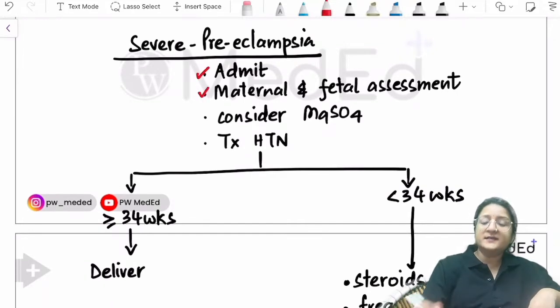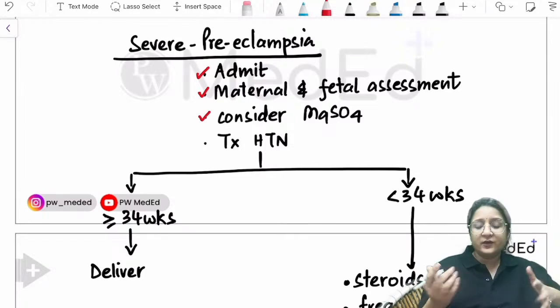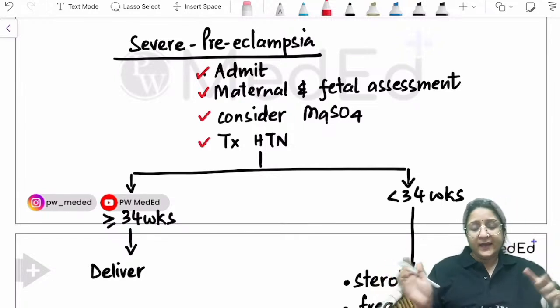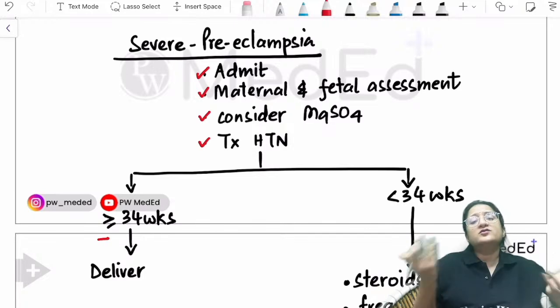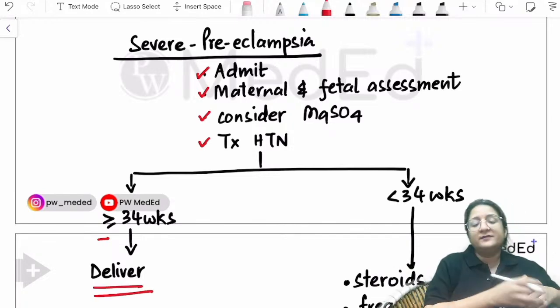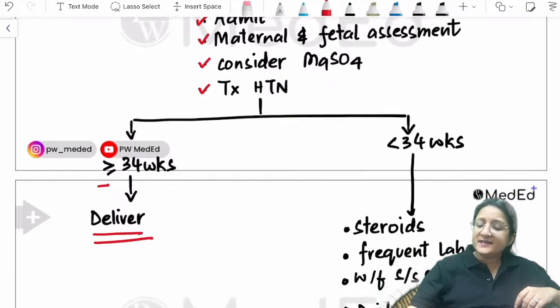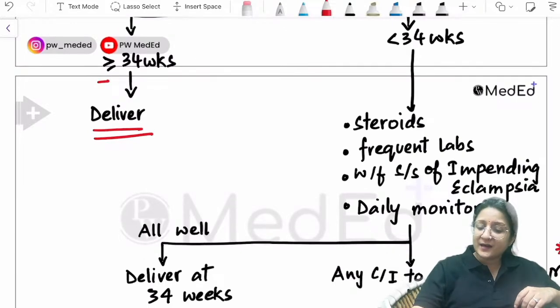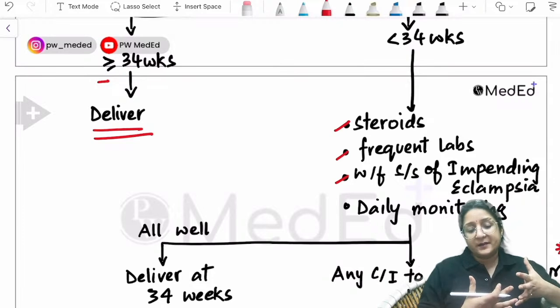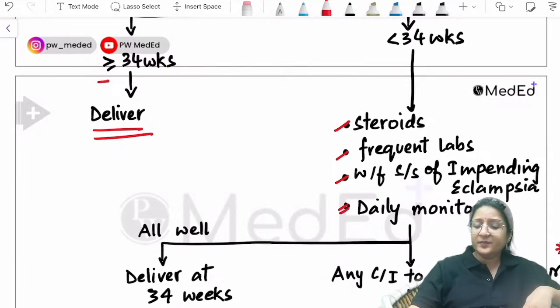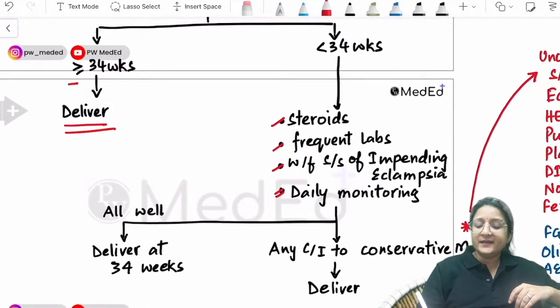Okay, we always consider the complete maternal fetal assessment. We consider magnesium sulfate also. We treat the hypertension also. If she's already more than 34 weeks, no doubt we have to deliver her immediately. If she's less than 34 weeks, at least start with steroids, frequent labs, watch for signs and symptoms of impending eclampsia, and then perform daily monitoring. If all goes well, we can take the pregnancy as far as 34 weeks.